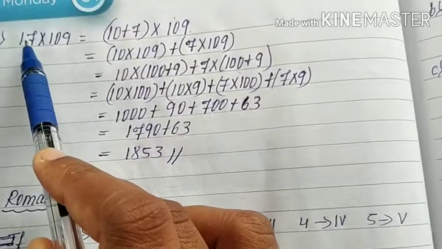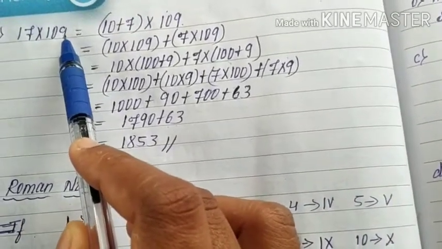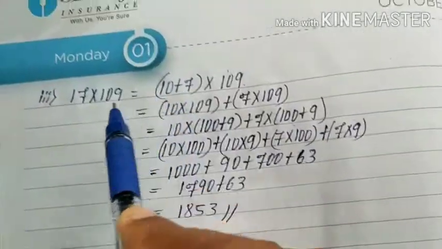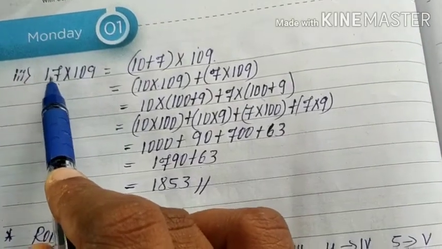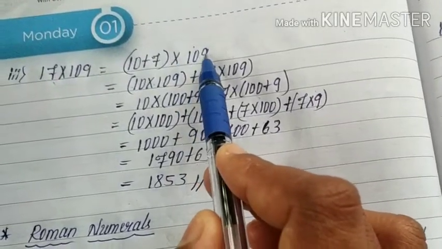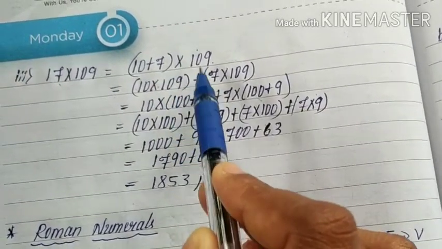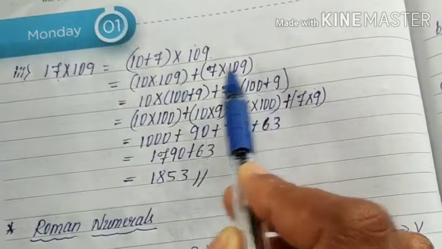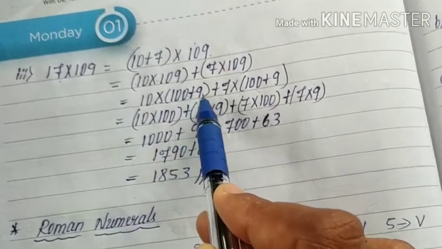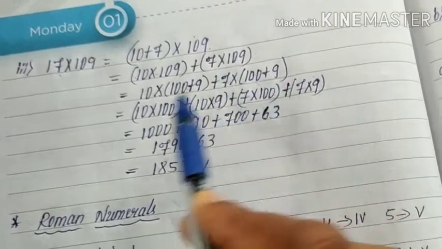Also we split these 2 numbers. 17 we may write as 10 plus 7 and 109 we may write as 100 plus 9. So see here, we will split only this number. Okay, only this number I will split. See here, 10 plus 7, and keep this one as it is. So 10 into 109 plus 7 into 109. Here I will split this number here. 10 into 100 plus 9 plus 7 into 100 plus 9.